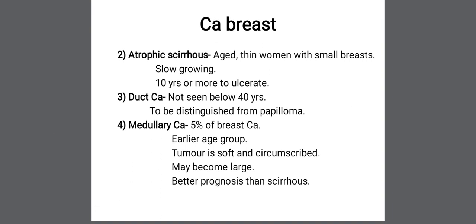Next one is duct carcinoma. It is not seen below 40 years, and it is to be distinguished from papilloma. It may be impossible to distinguish from duct papilloma without biopsy, because both duct papilloma and duct carcinoma present with blood-stained discharge from the nipple. But the differentiating point is duct carcinoma occurs after 40 years of age. It is not seen below the age of 40.